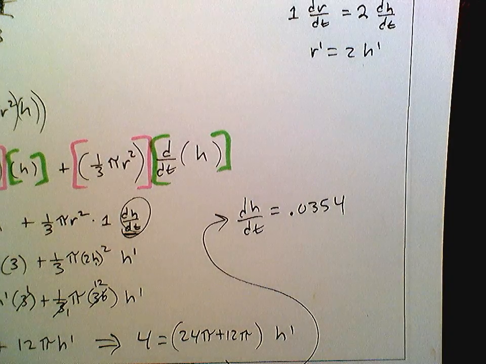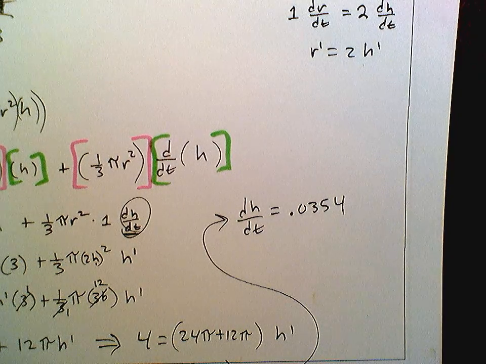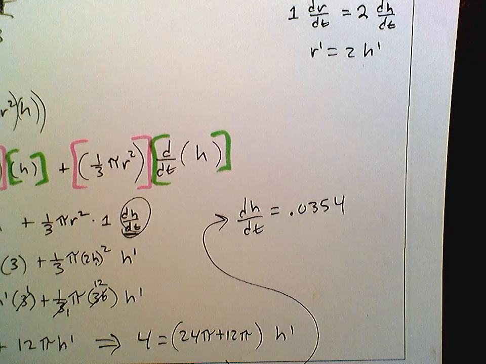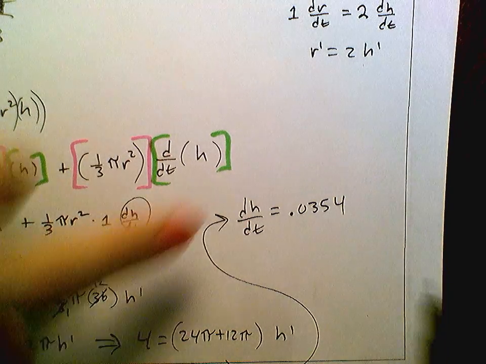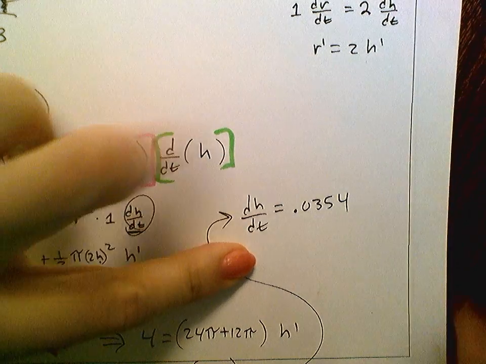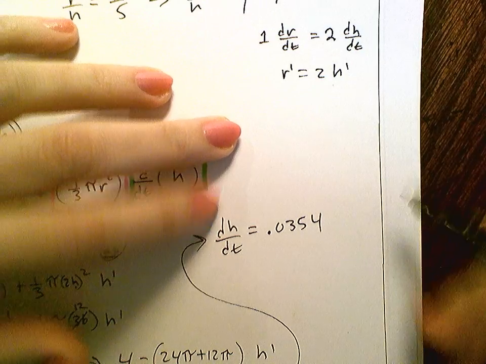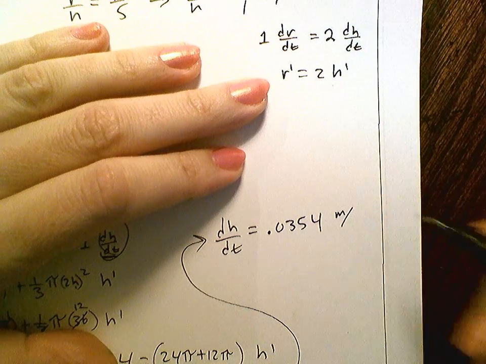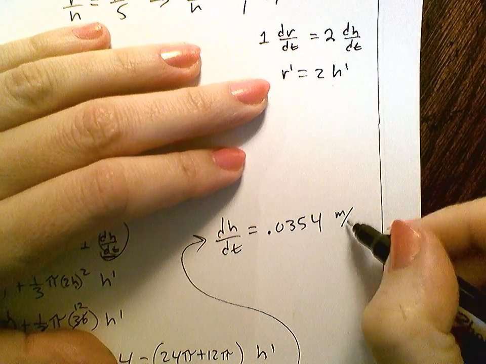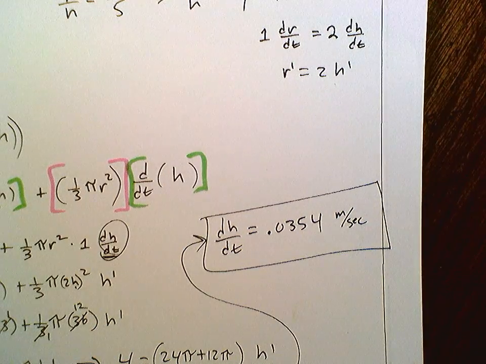So you get that h prime, or dh dt, is equal to 0.0354. AP Calc people, the College Board wants at least 4 decimal places. And then I need the units. This is height over time. How is height measured? Height in this problem is measured in meters. Time is measured in seconds. So meters per second.